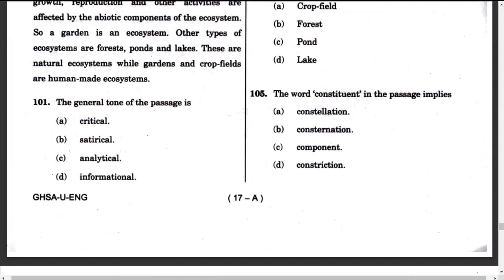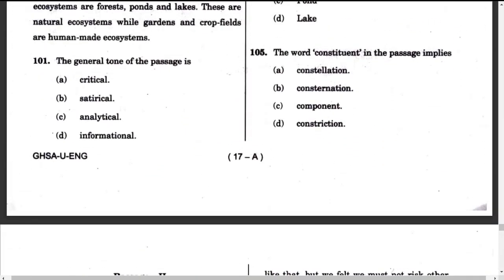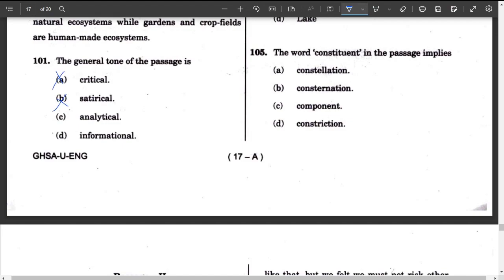Next, question number 101. What is the tone of this passage? Critical, satirical, analytical, informational. This is all about the ecosystem or about all organisms. So we cannot say this is critical, not even satirical. Analytical is related to what happened at what time, how much, in how much range, numbers, all must be used in analytical. Informational can be used here because it is referring to some information which will be useful for human beings. Okay, D can be used. Next.